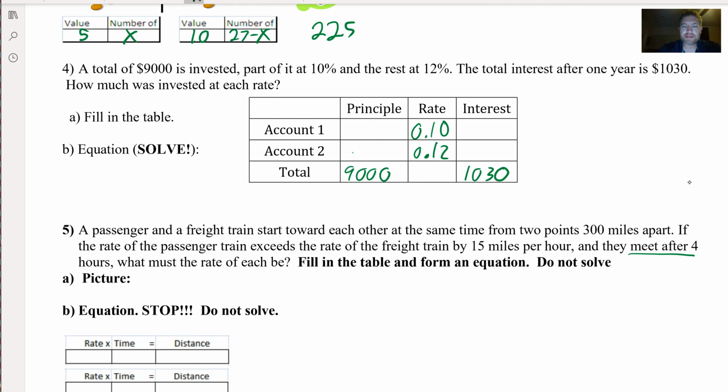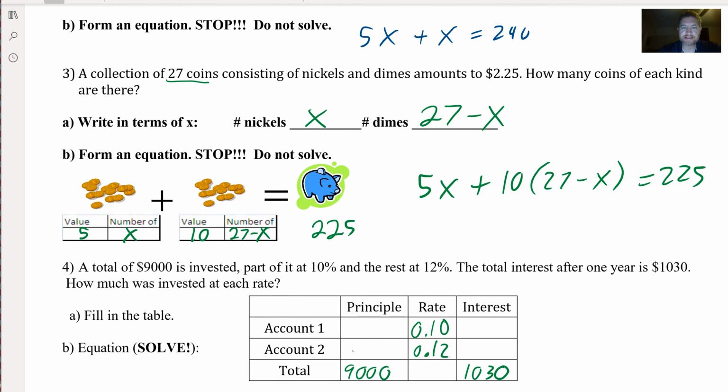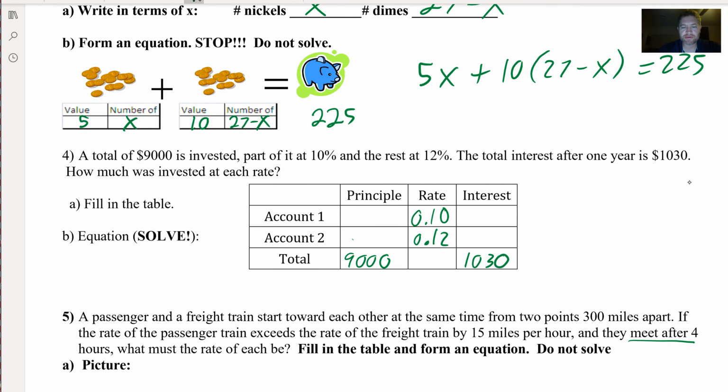So now this is the same problem as this, except this one is dealing with investing and this one's dealing with coins. It's 27 coins. This is $9,000. So you make one of them X, the other is 9,000 minus X. And then if we multiply, because principal times rate will give you your interest, 0.10x, 0.12 times 9,000 minus X. And that last column is your equation.